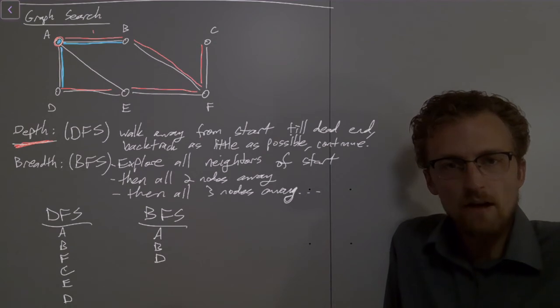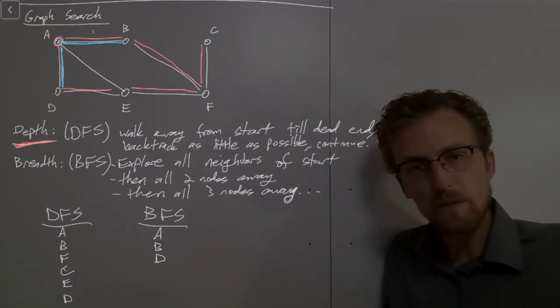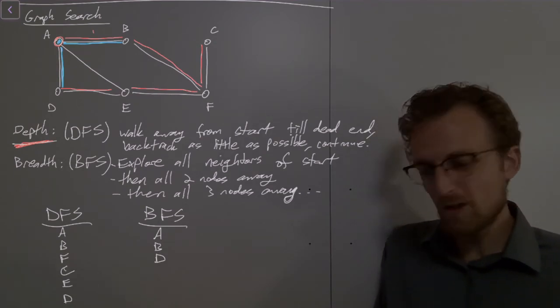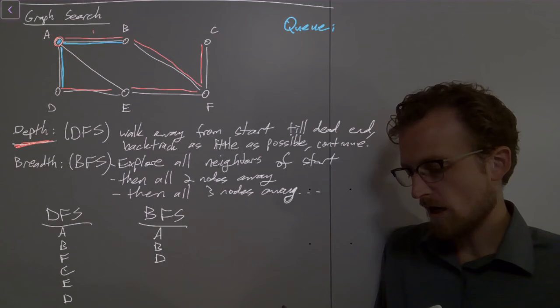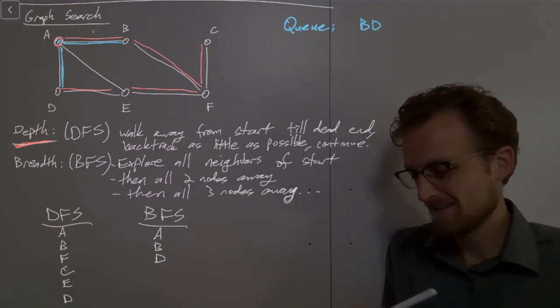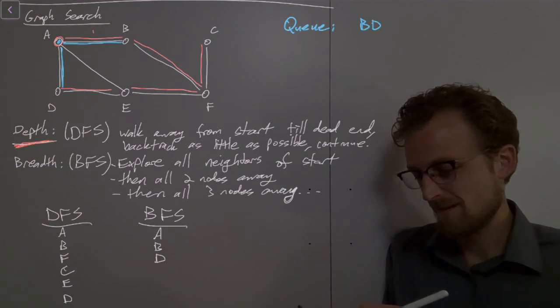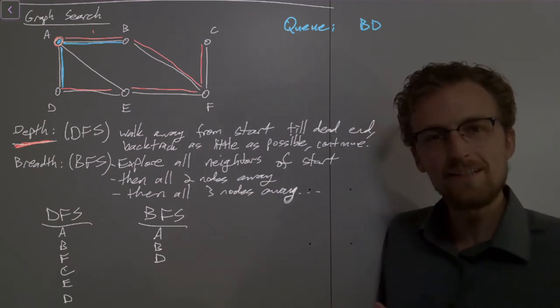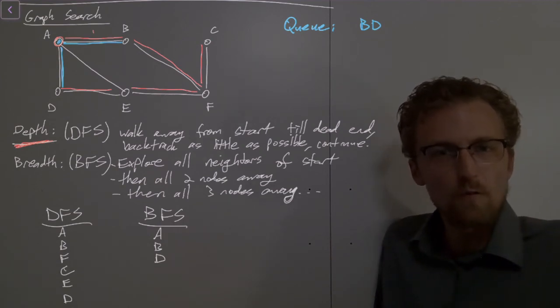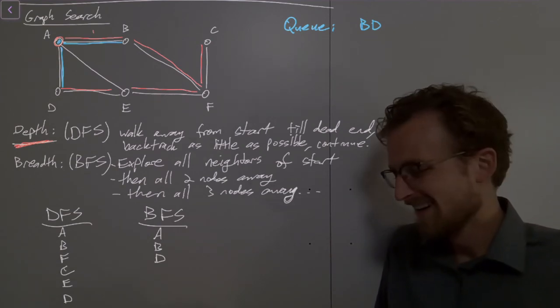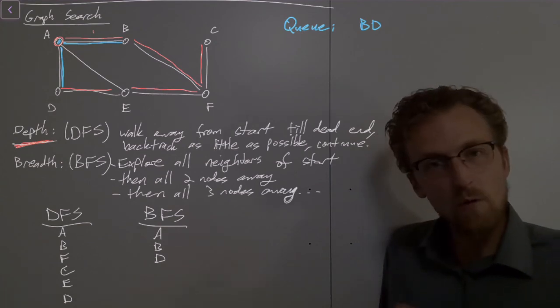So now D is sitting on our BFS queue. What is our queue now? Let's actually just write down the queue. Our queue says B, and then D. And that's the list of nodes that we're going to go visit when we get to them, right? So B and then D, but right now we're at A.